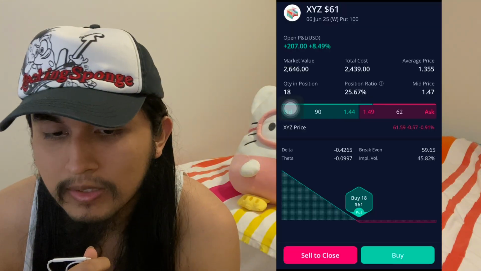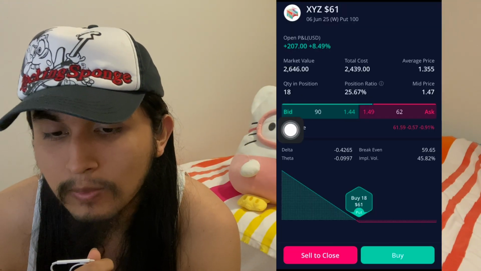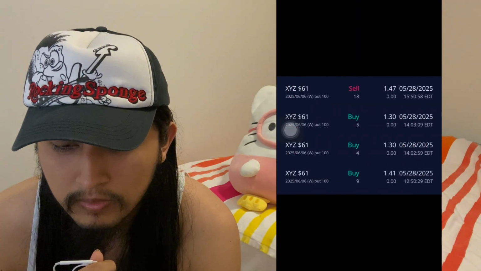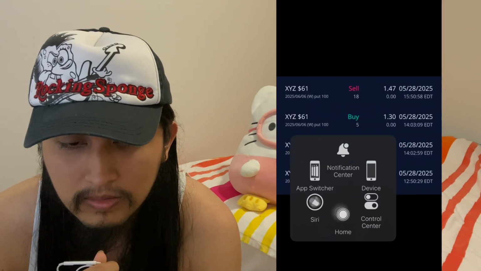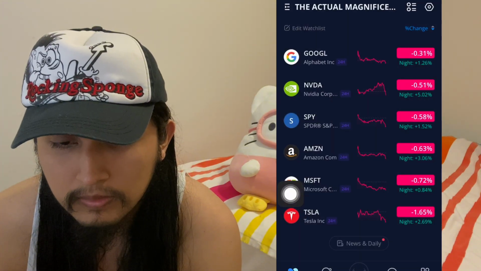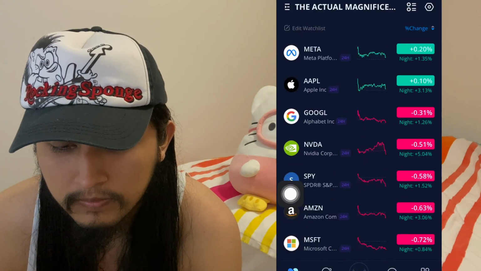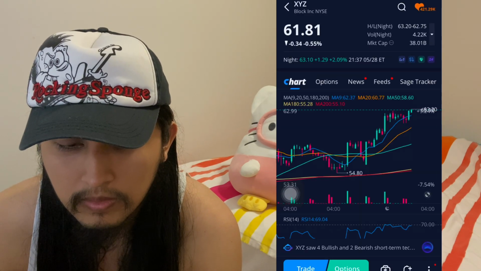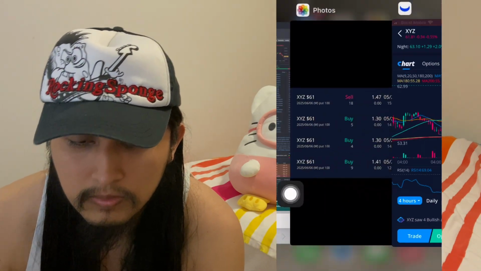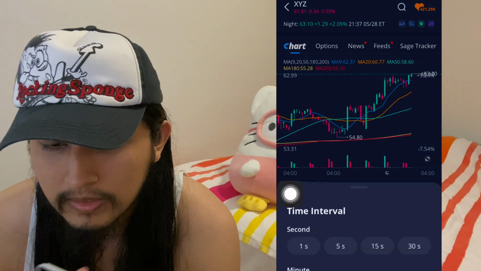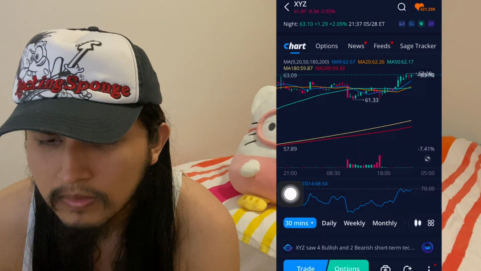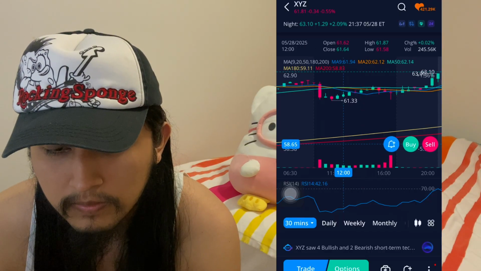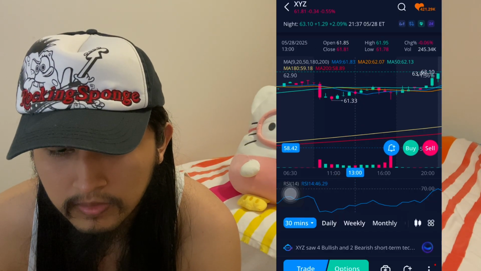So how did I make $207 trading XYZ put options? Looking at XYZ at 1250, on the 30-minute time chart, at 1250. Not this candle, but this candle right here.